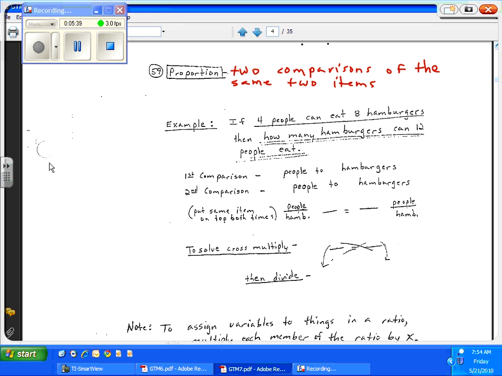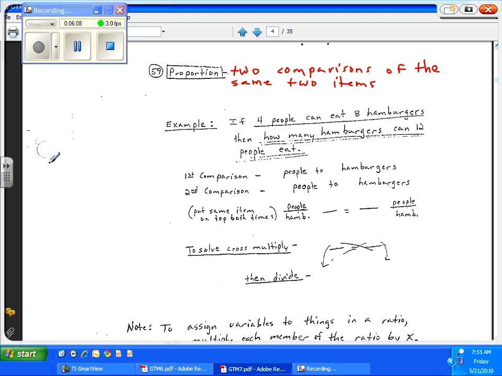In other words, a proportion is two ratios, and it's two ratios with an equal sign in the middle. So the official definition of a proportion is an equation stating that two ratios are equal. I define it this way because this is how you're going to use it in a word problem setting. You're going to see two comparisons, and then you're going to set up a proportion.